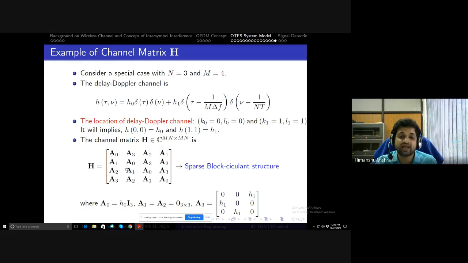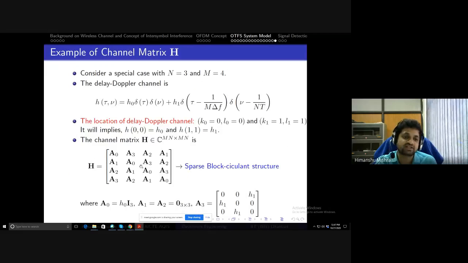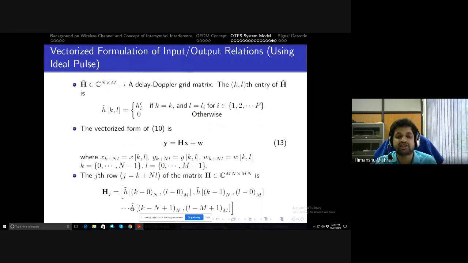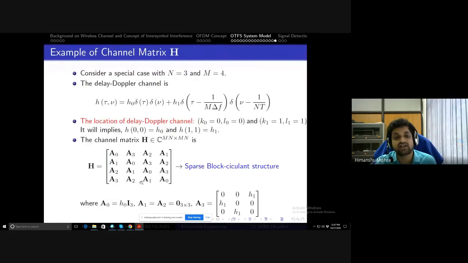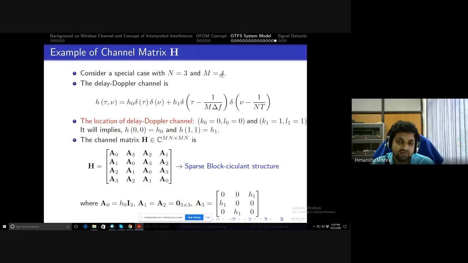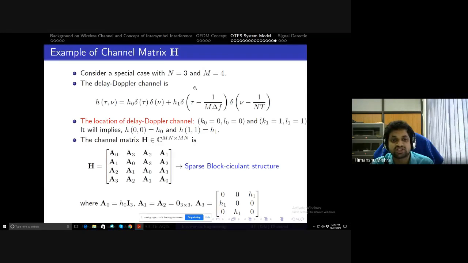If you represent by the equation y is equal to Hx plus noise, you will get the structure of H like this. You can simply take the structure from this equation. The jth row of this you can frame using this, and you will get the structure. Suppose you have M equal to 4, you will get four block matrices. Each of the sides will be N cross N, so N cross N is repeated M times.